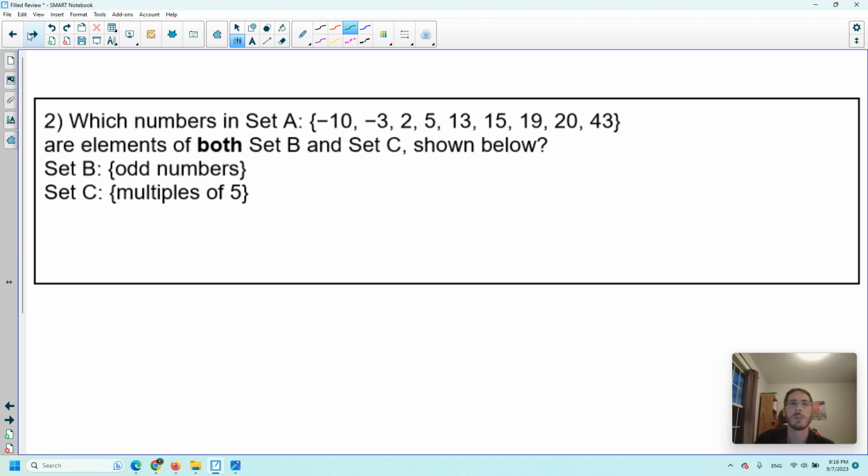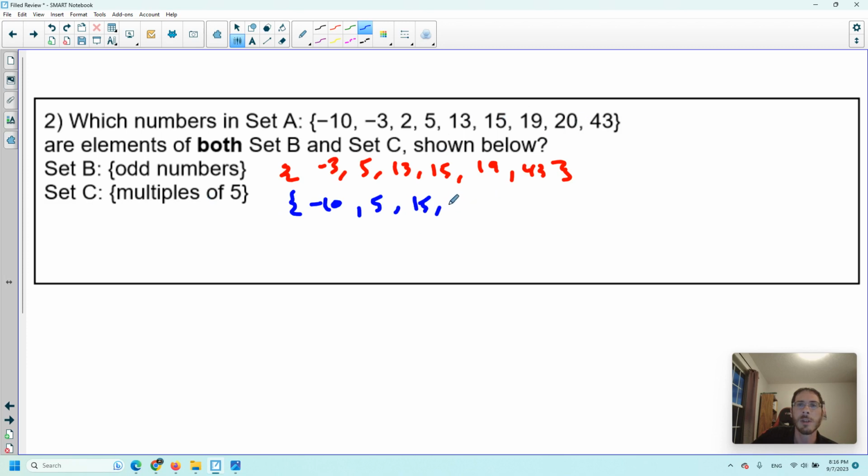For number two, which elements in set A are in both sets B and C shown below? If I look at set B, all the odd numbers, I'm just going to grab all the odd numbers from this set. So it's going to be -3 is odd, 5 is odd, 13 is odd, 15 is odd, 19 is odd, and 43 is odd. Then I'm going to grab the multiples of 5. So set C is the multiples of 5. My multiples of 5 are -10, 5, 15, and 20.